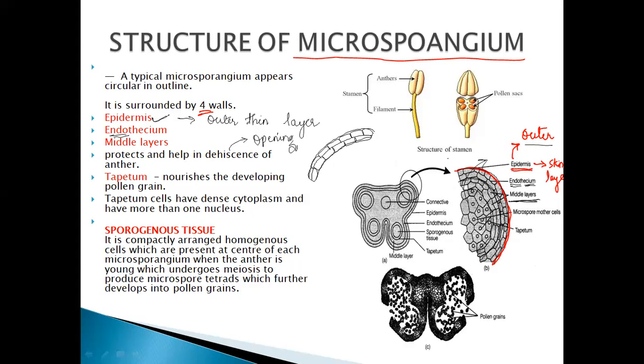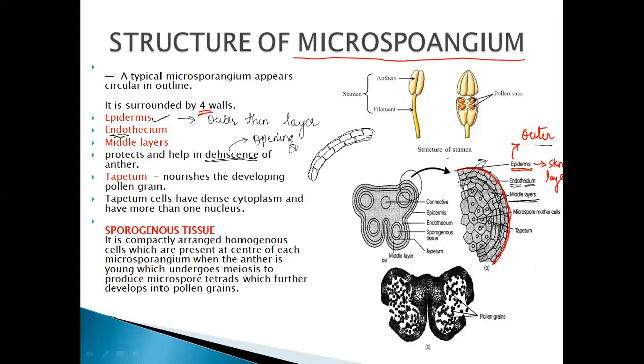There is a breaking of the layer taking place and the pollen grains come out. That opening is known as dehiscence. You need to use the word dehiscence. Students, please note down everything whatever I am explaining, and write the meaning as well, so it becomes easy for you to understand. Clear? Dehiscence is nothing but the opening of the anther from where the pollen grains come out.